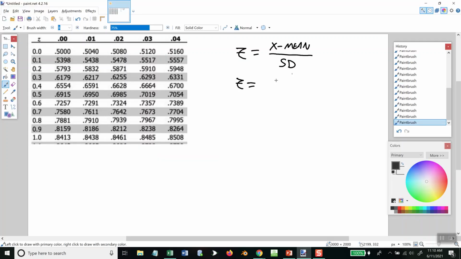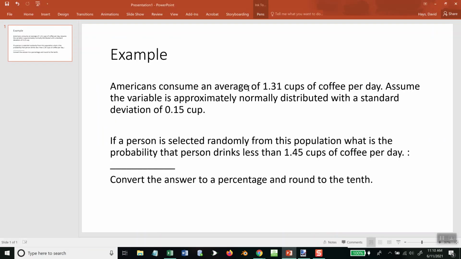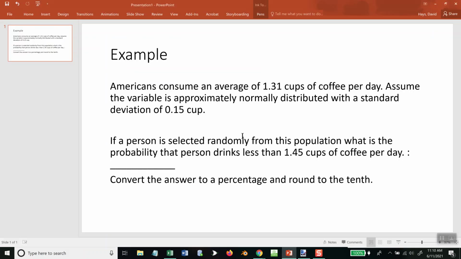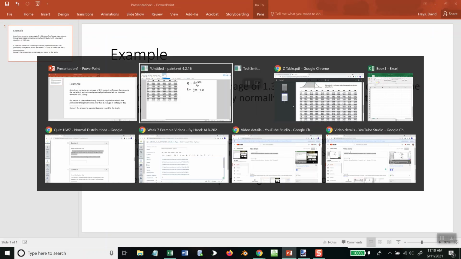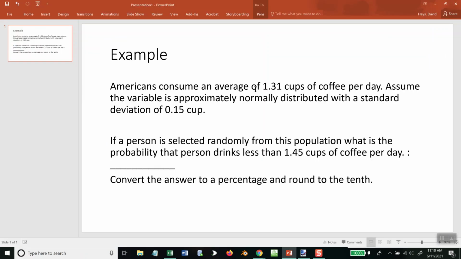So 1.45 minus the mean. Mean, it says average is 1.31, divided by standard deviation. It says standard deviation is 0.15. Now, if you have trouble identifying the x, the mean will either say mean or average. The standard deviation will say standard deviation. So then the other number, assuming they don't throw some random number in there to kind of throw you, is going to be your x.